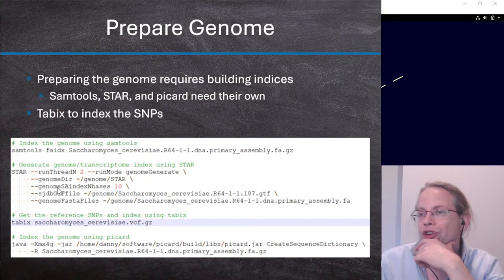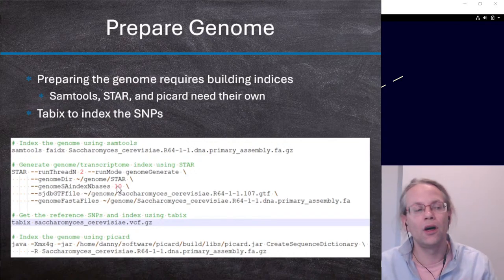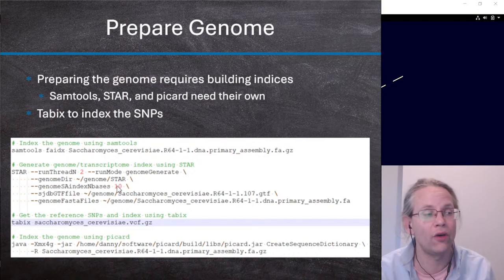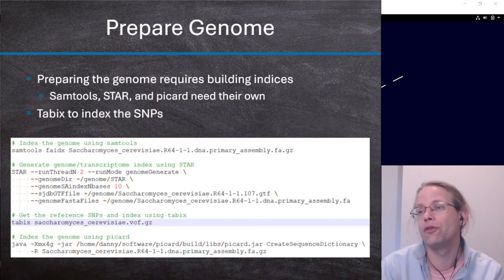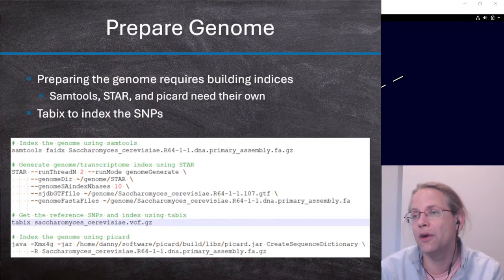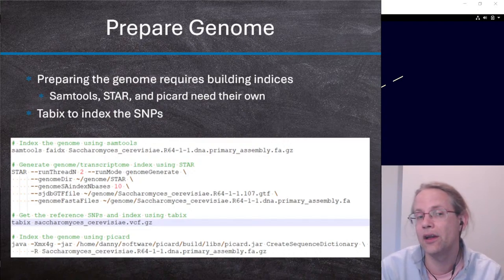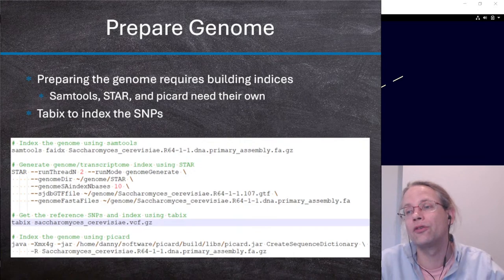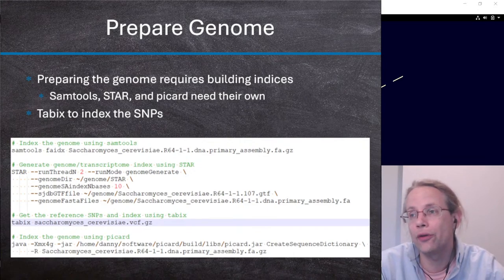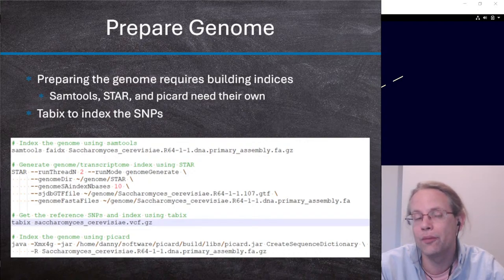It says genome SA index n bases, so this is a magic number, which you have to kind of figure out yourself. And this is based on the genome size. So for very large genomes, you need a bigger number than for very small genomes. I think the default is actually 10, but I specify it always. If the number is not correct for your genome, STAR will tell you. It will say that your SA index number of bases is too large for this genome.